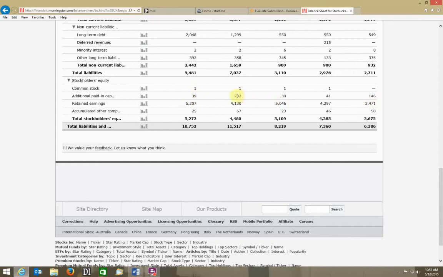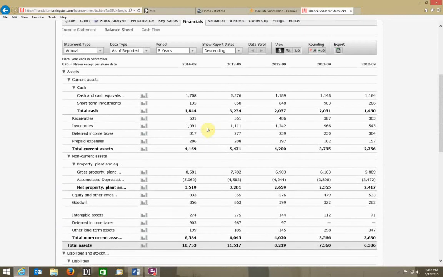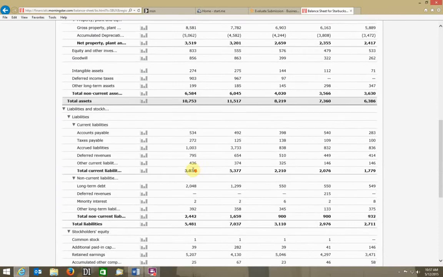Additional paid-in capital, just looking if there's anything here. Retained earnings, nice little increase. Again, in 2013, it was kind of funky. Shareholders' equity had a bit of a decrease there. It got back on track. It'd be interesting to know why they decreased assets.